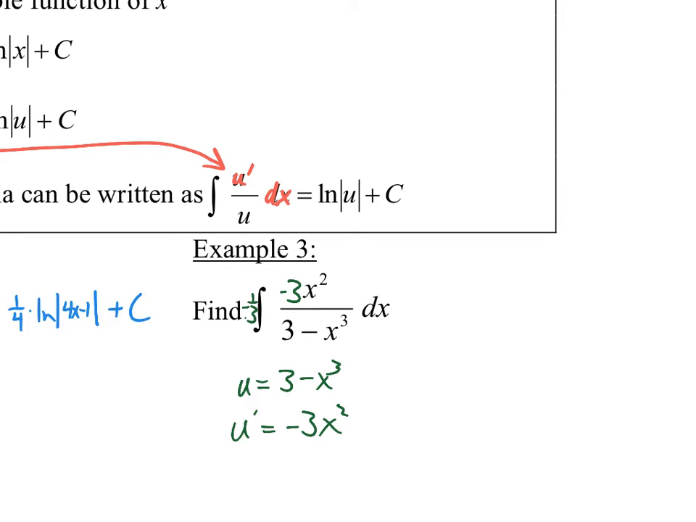Okay? So now I have u prime over u. The integral of that is ln of absolute value of u, 3 minus x cubed. And I have the negative 1/3 on the outside. Okay?